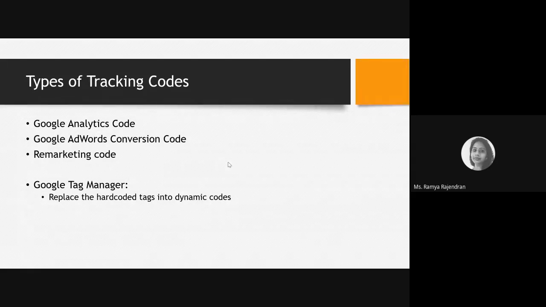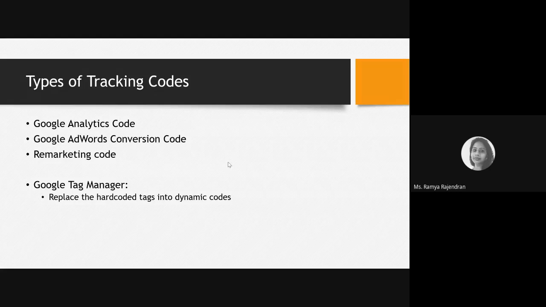Next is the remarketing code. Sometimes when you see an ad on Twitter or Facebook, that kind of ad follows you wherever you go. Or sometimes when you go to an e-commerce platform and see a product, that product comes to you on Facebook and Twitter. This kind of remarketing is done through having different types of remarketing codes on different platforms.